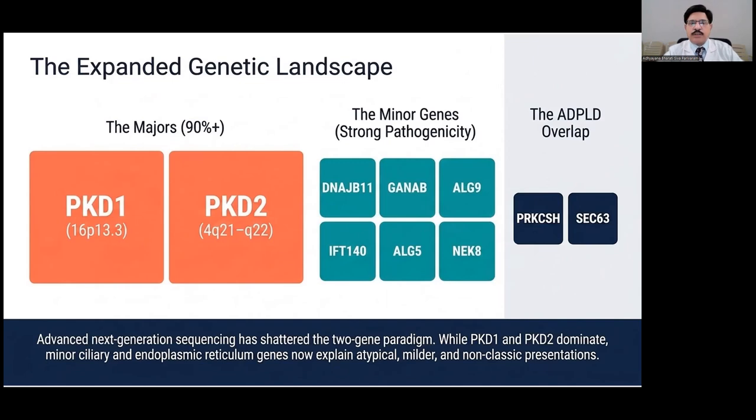Advanced next generation sequencing has shattered the 2 gene paradigm. While PKD1 and PKD2 dominate, minor ciliary and endoplasmic reticulum genes now explain the atypical, milder, and non-classical presentations. What did I understand? If it is a milder presentation, an atypical presentation, or a little late onset presentation, probably minor genes are important. If it is a typical presentation in early childhood, either very early onset (VEO) or early onset, it could be either PKD1 or PKD2. That's what we have to understand.